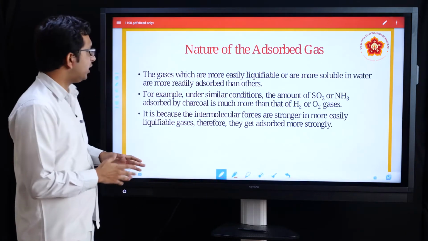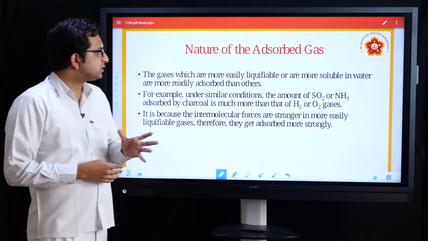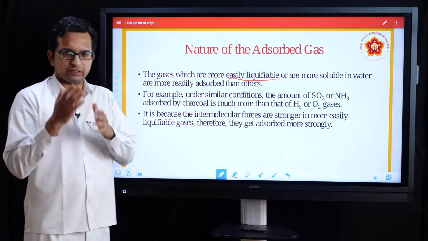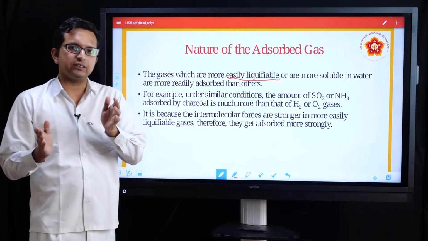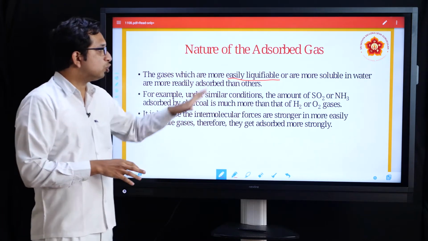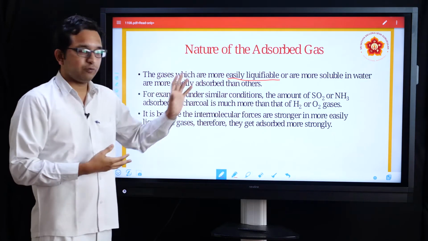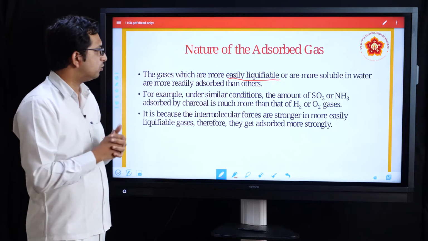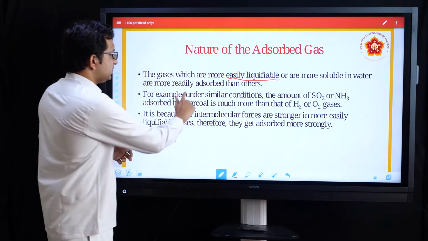Now as has been conveyed to you, those gases which are easily liquefiable, what do you mean by liquefiable? Generally, which can be converted from gas state to liquid state. Those which are liquefiable, naturally since they will be converted to liquid state, they will be soluble in water, and they can be best adsorbed.